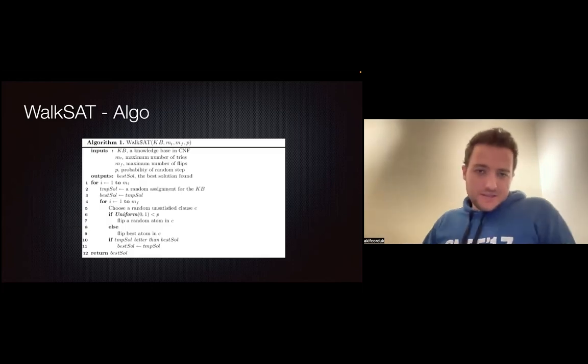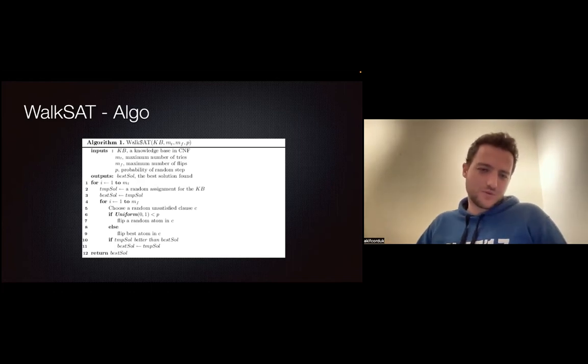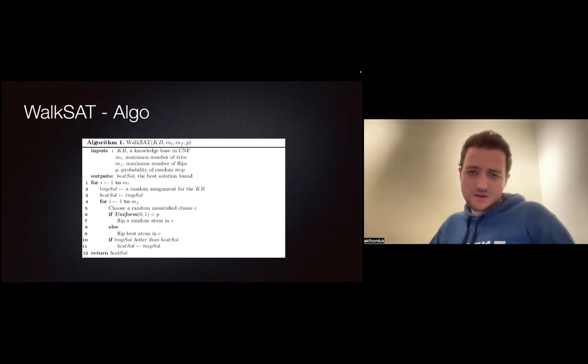So the algorithm is like this. We try many times. You can think of it as an infinite loop, but most of the time, if we don't find a solution in a given number of tries, which is somewhere between 100,000 and 1 million, we just restart the algorithm with a different initial state, or I don't know, try another algorithm, but most of the time, start with another initial state.